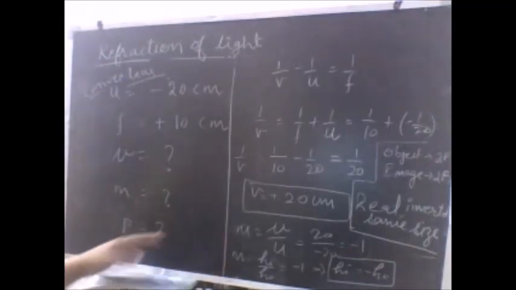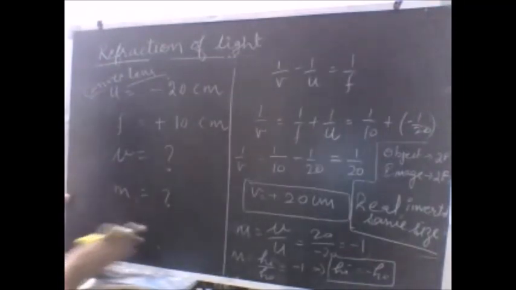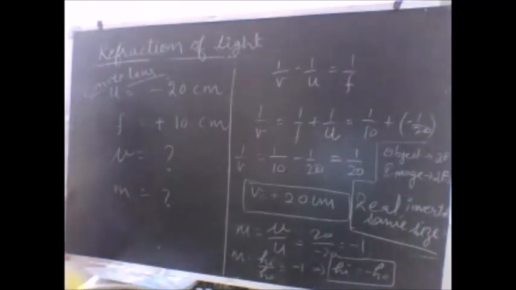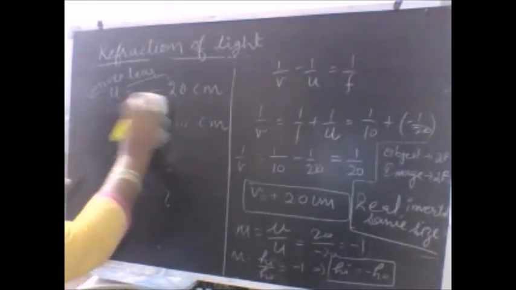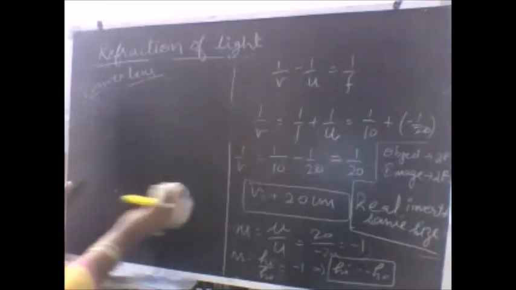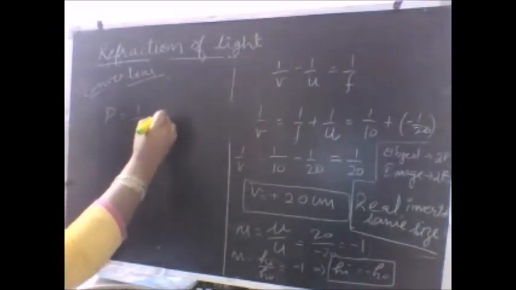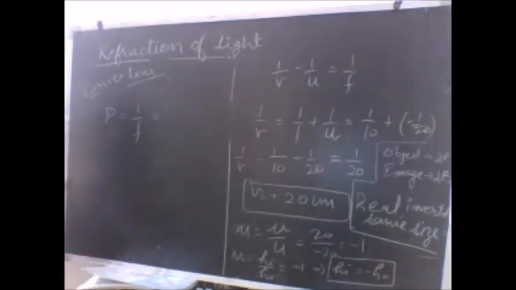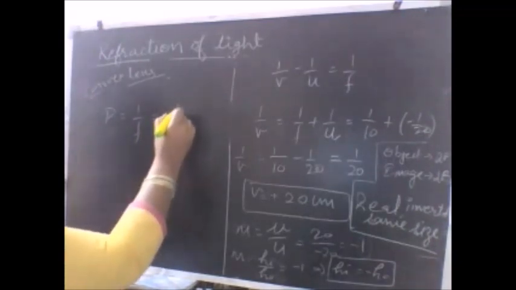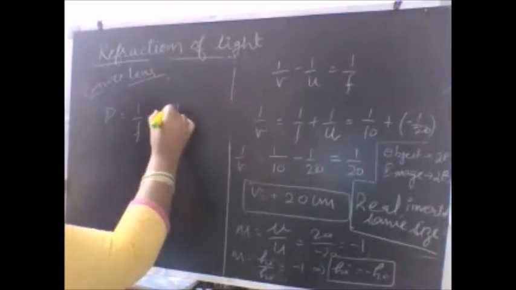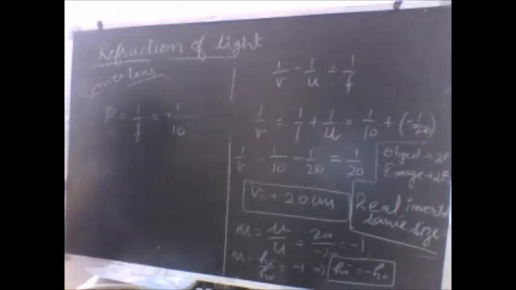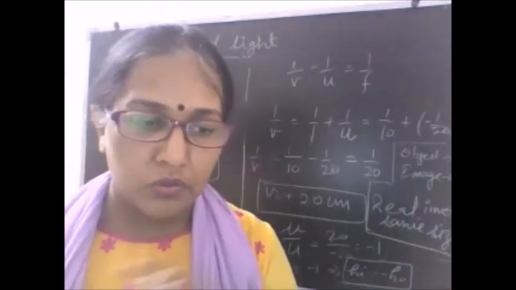Of course you can calculate the power also. The formula for the power is the reciprocal of focal length. What is the focal length? Plus 10 centimeter. So it is 1 by 10. Put a sign also. Sign is mandatory when you are doing the numerical. So kindly complete your worksheet.